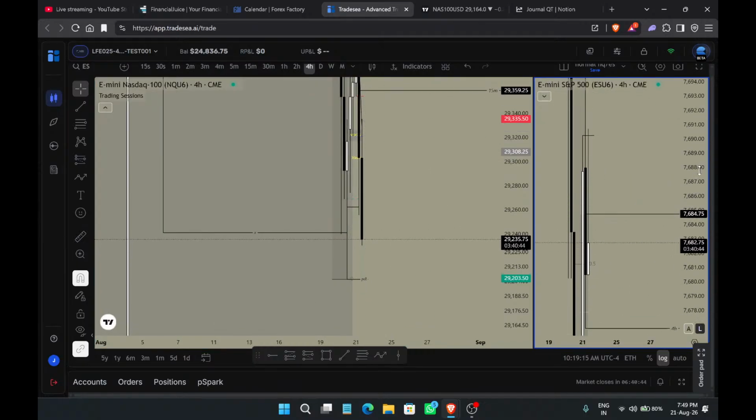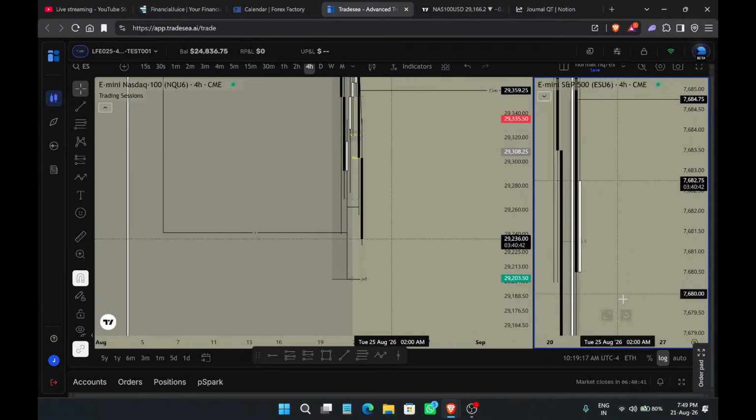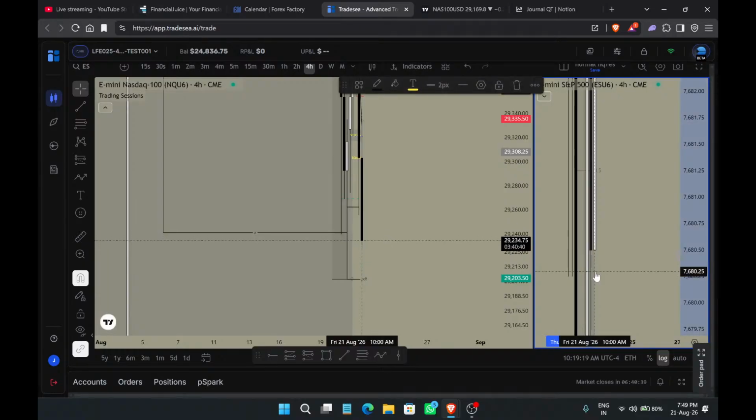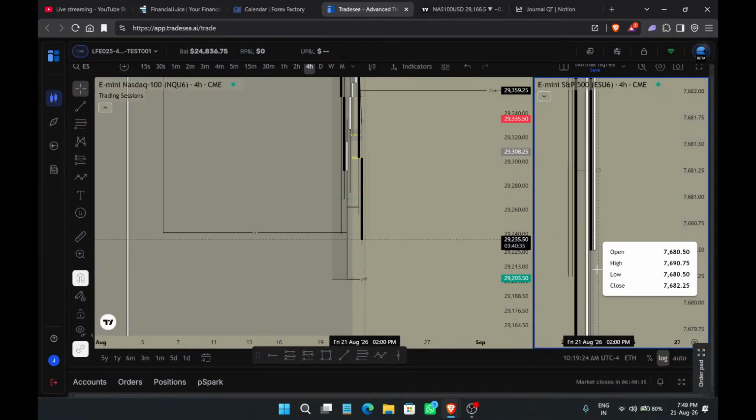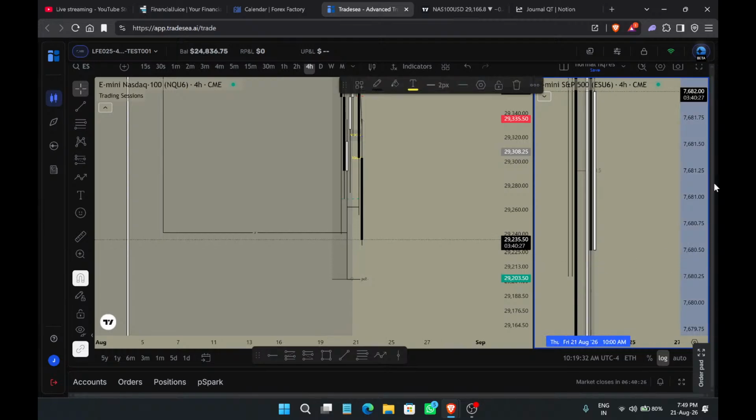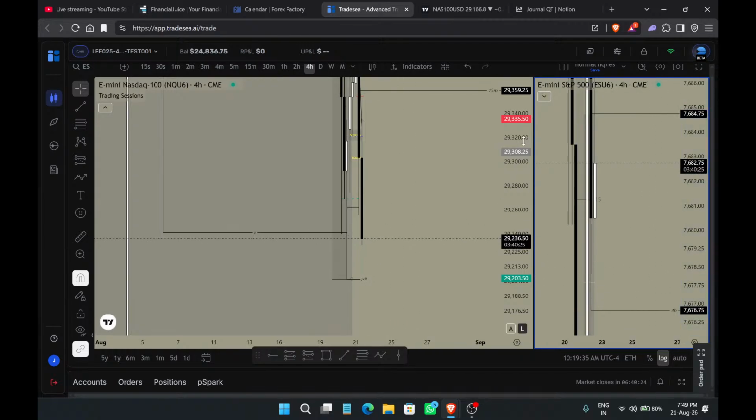Okay, do you see this? Let me just open this. Look, the open and low are the same exact level. That's called a devil's mark.